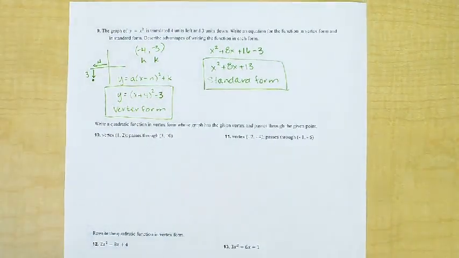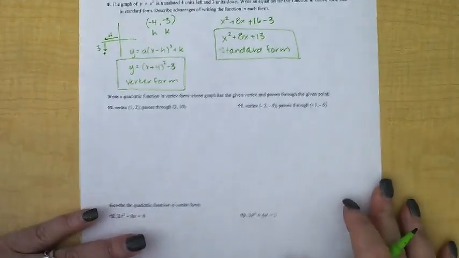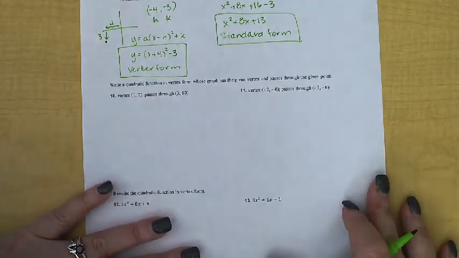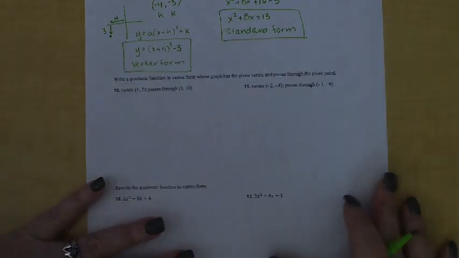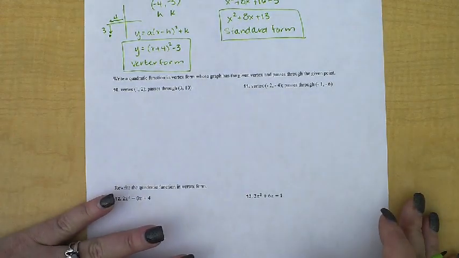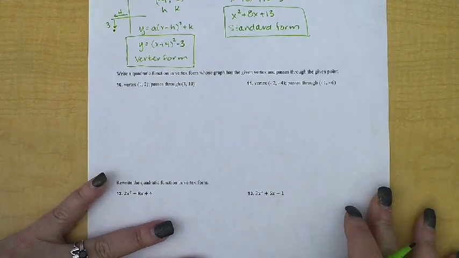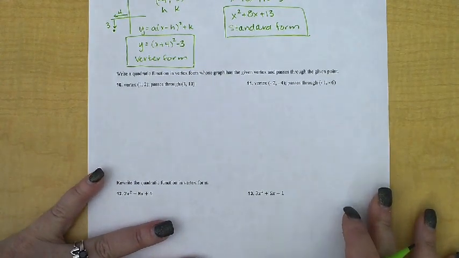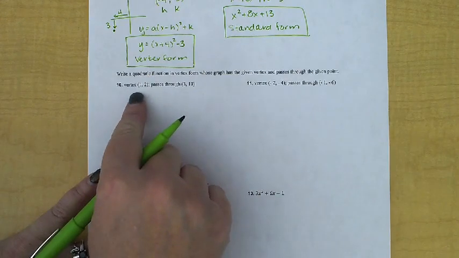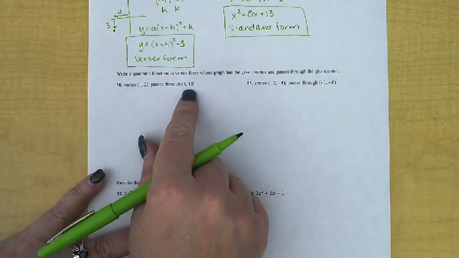Pretty easy. All right, number 10. What we are given is a vertex and a point. So we know how to find that vertex form when we're given the vertex, but now we want to make sure it goes through a point.